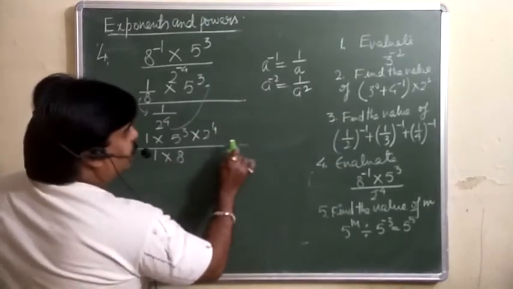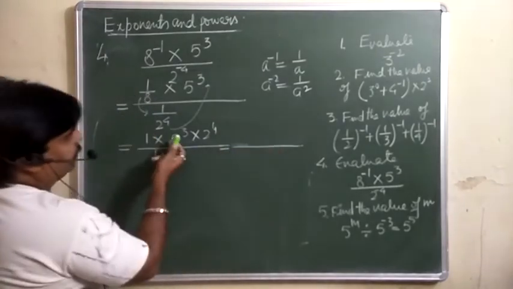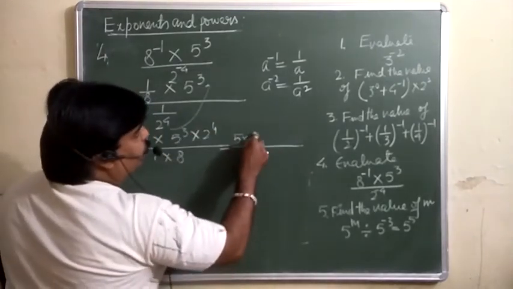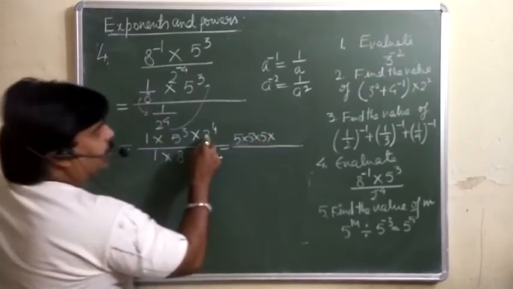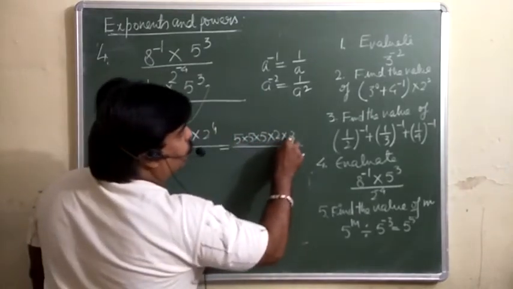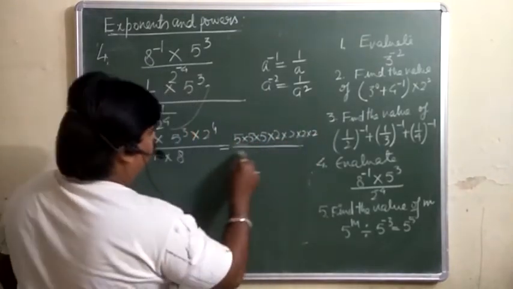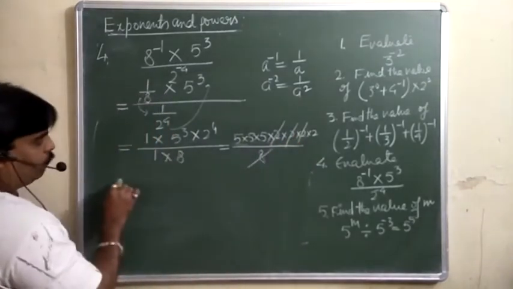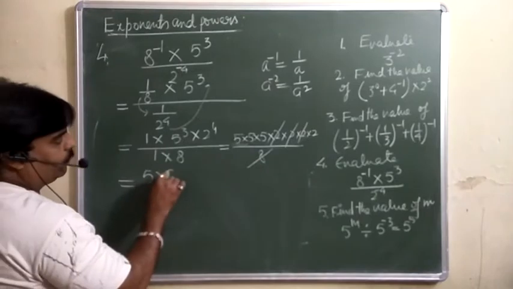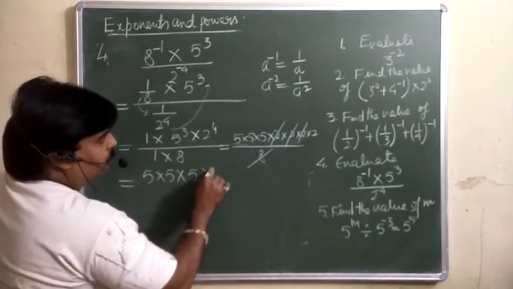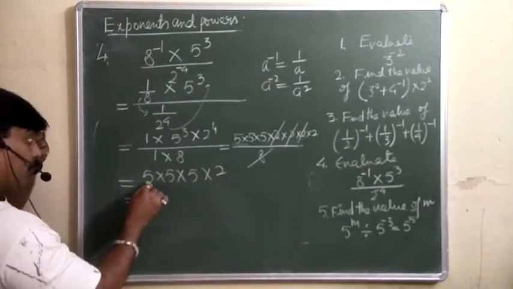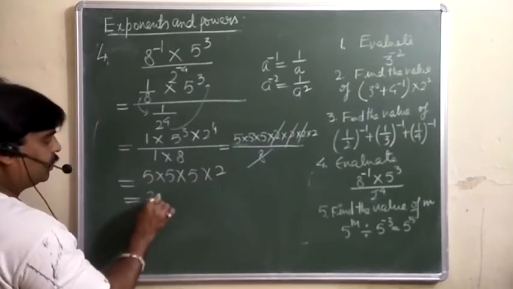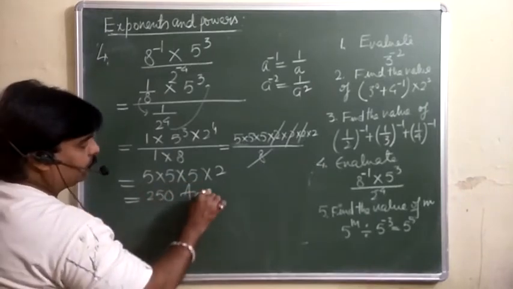You can, this can be written as 1 as it is, 5 raised to power 3, 5 into 5 into 5, 2 raised to power 4, 2 into 2 into 2 into 2 over 1 into 8 is 8. 2 to the 4 and 8 cancel. Finally you are getting 5 into 5 into 5 into 2. You can multiply this one. So 5 5 is 25 into 10 that is 250 and this is your answer.